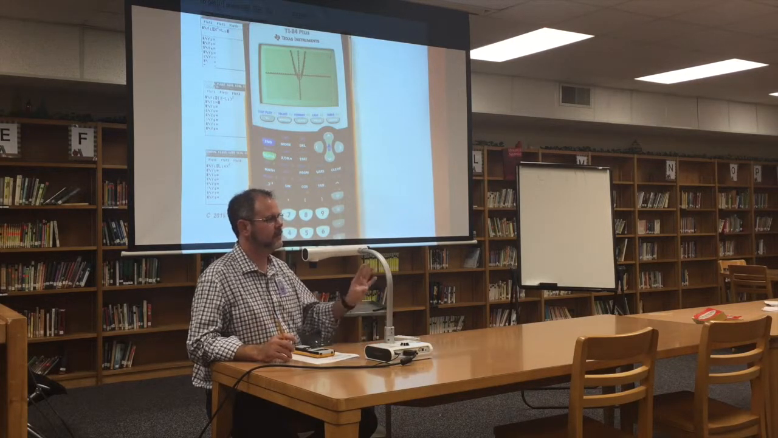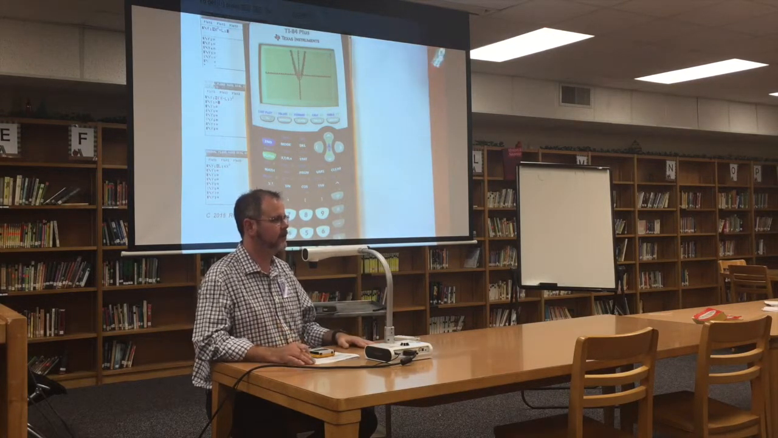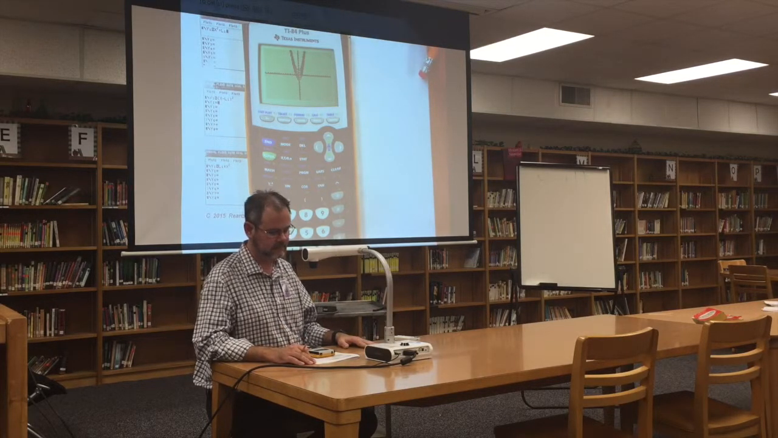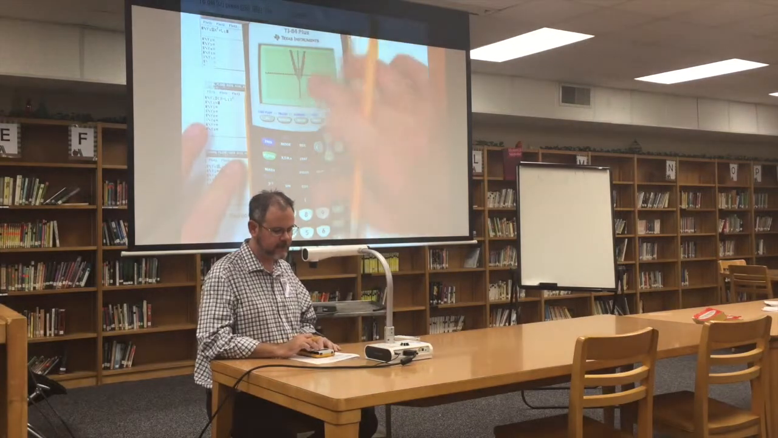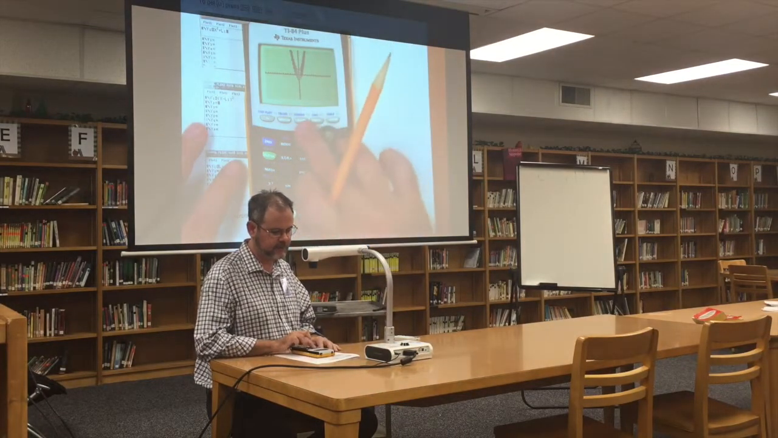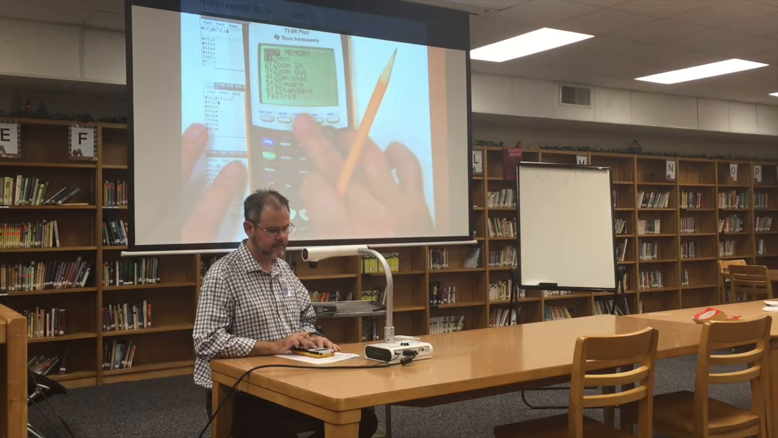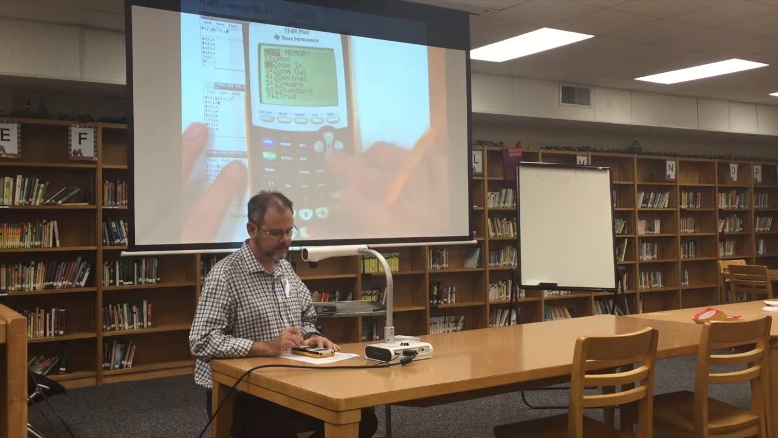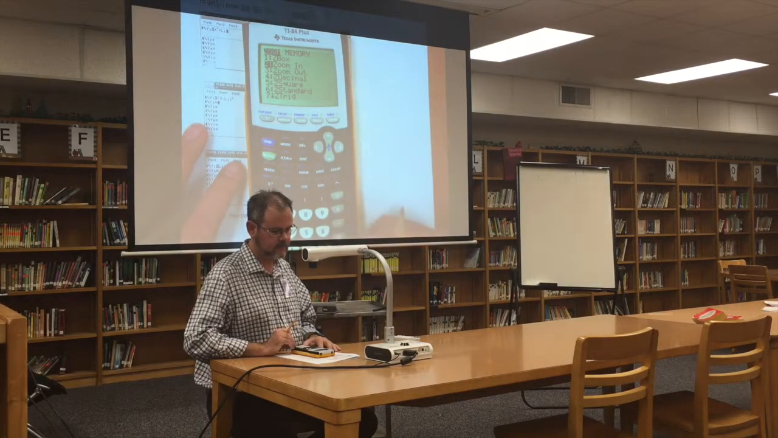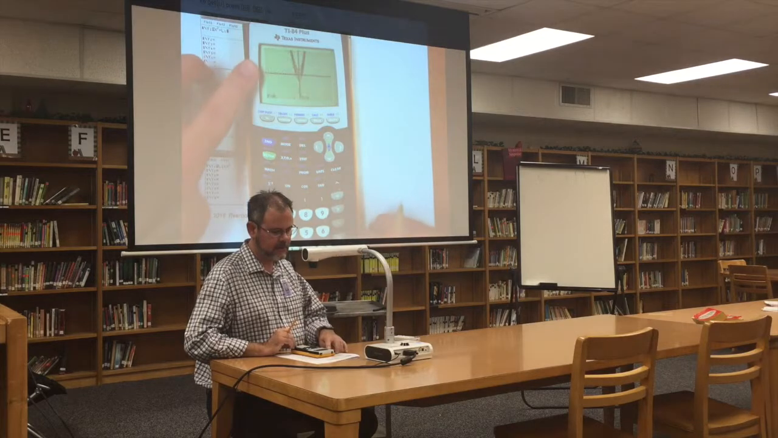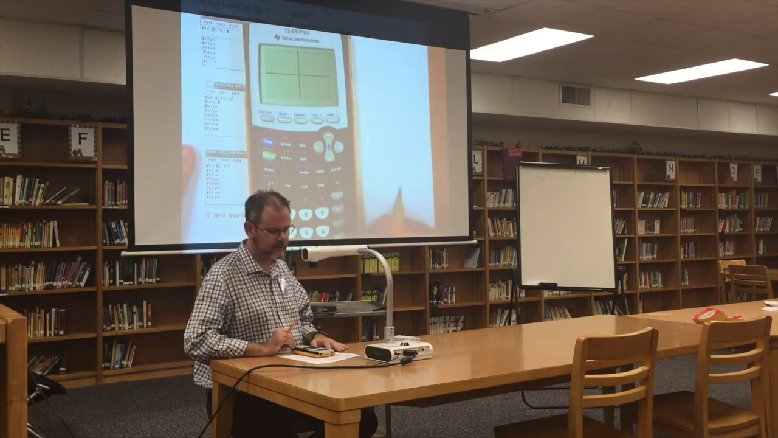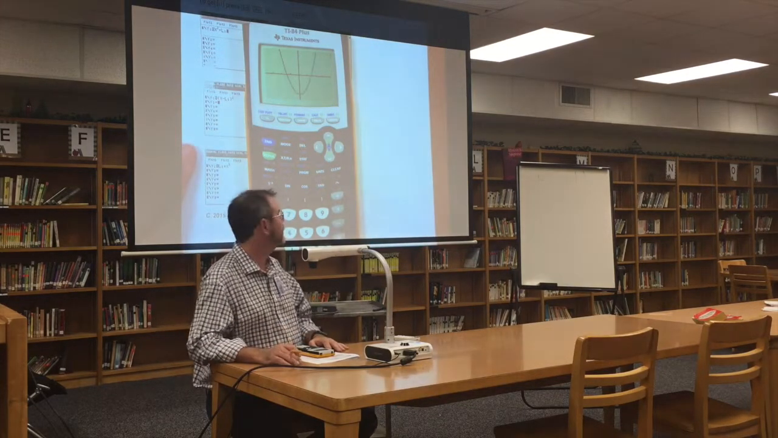So it graphs 5 different equations at one time. And if you wanted to see it better, you can zoom in by pressing zoom. And zoom in just a little bit. And you have to hit enter one more time. And so you start seeing those graphs a little bit better.